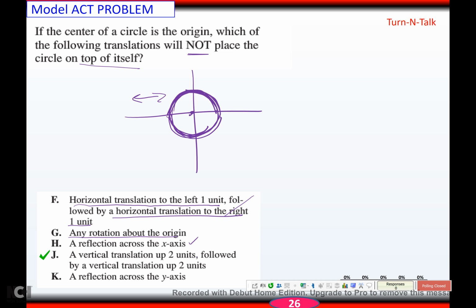And then, let me check K real quick. A reflection across Y, same thing. This side would move to this side, and the left would move to the right, which would redraw itself. This is going to be a vertical translation up 2 units. That's going to move the circle up here, and then followed by a vertical translation of another up 2 units. That's going to put it higher up here, so it's not going to redraw itself. That would be J.